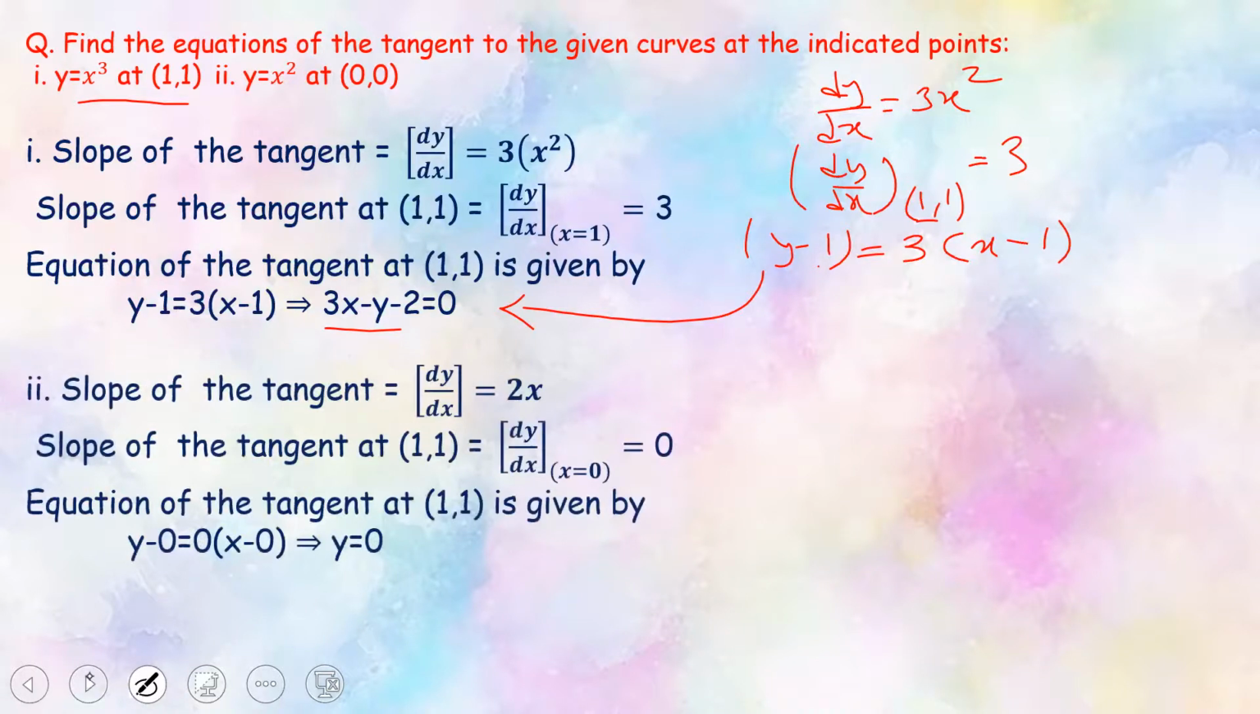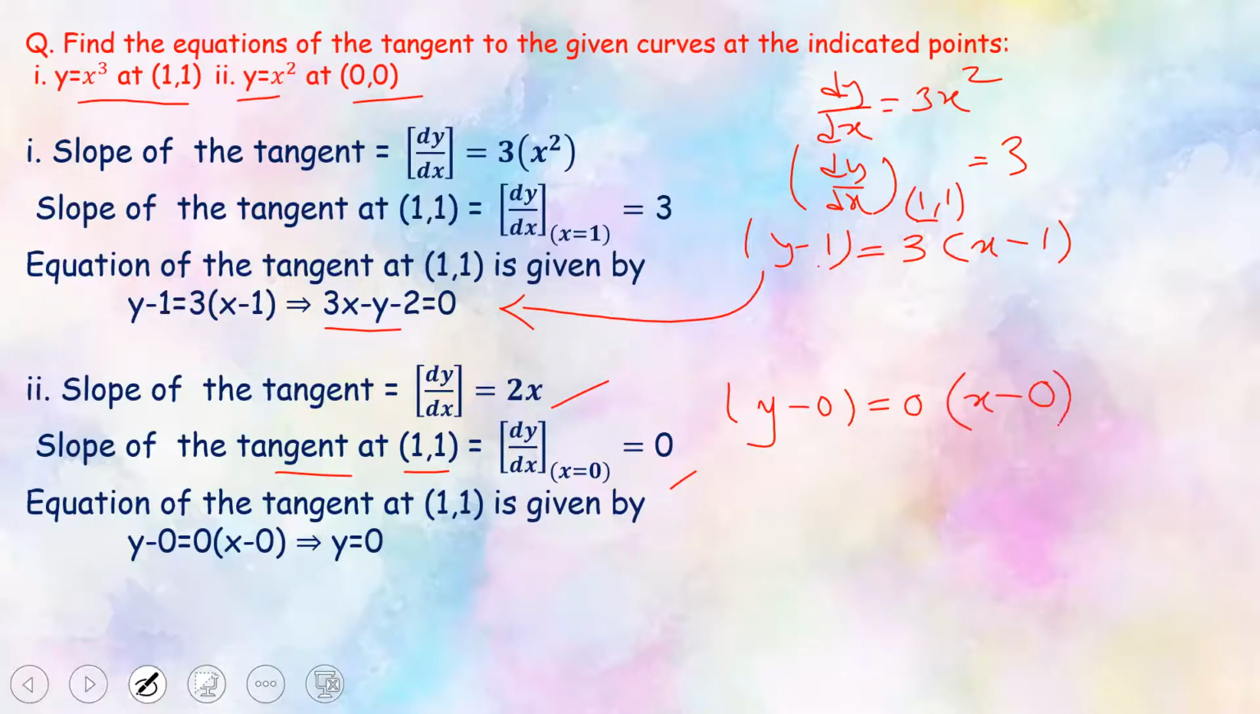tangent. And the slope of the tangent for the equation y is equal to x square at the point (0, 0): in a similar manner, firstly find dy/dx and then the slope of the tangent at the point, it is 0. Find the equation of the tangent by using this formula: y minus y1, that is 0, is equal to m, that is again 0, into x minus x1, that is 0. So simplify this, you will find y is equal to 0 is the equation of the tangent. Here is the solution, you can check.